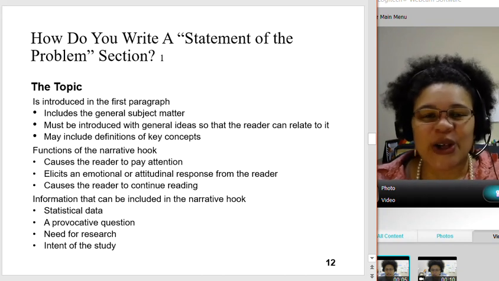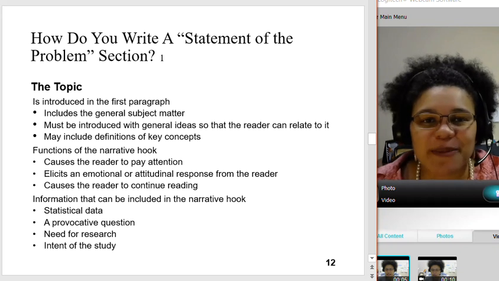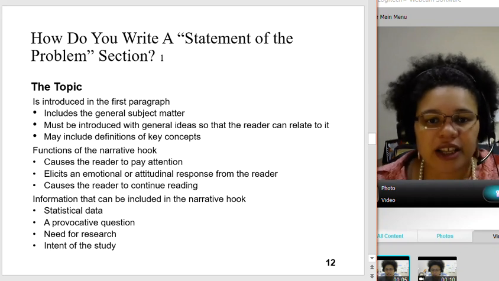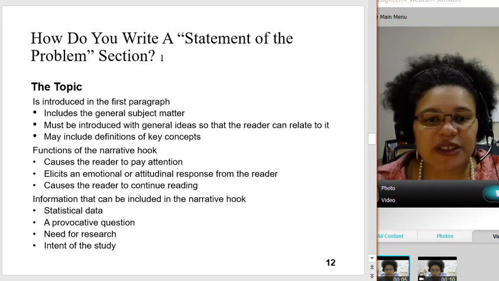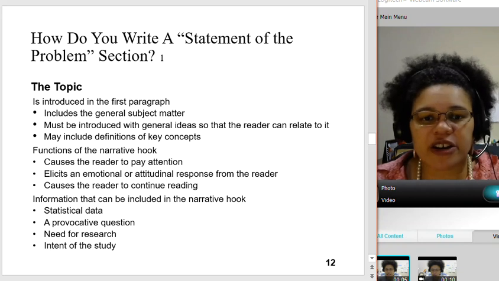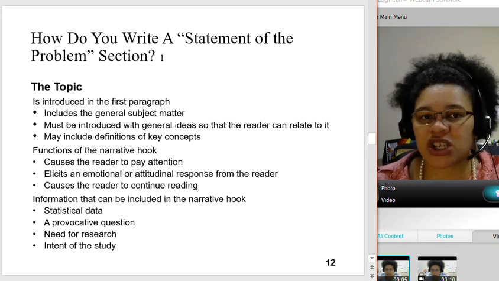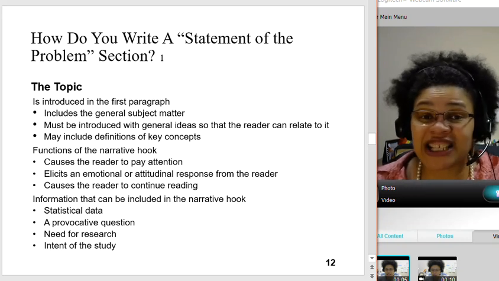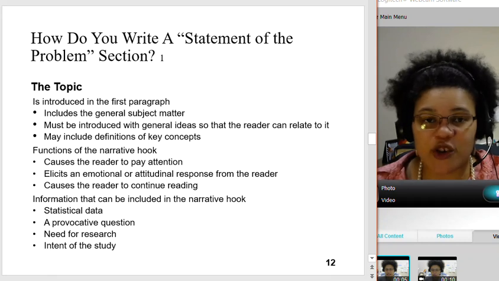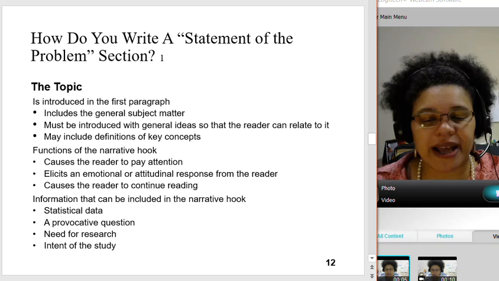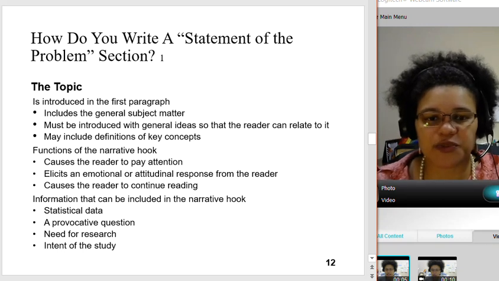Okay, so they say first you're going to write about the topic. In your first paragraph, you're going to talk about the general subject matter. You need to introduce it with general ideas so that the reader can relate. And I add that you may include definitions of key concepts because in education we have a lot of jargon, and you want to make sure that the general reader can understand what your research study is about by defining key concepts or key terms that you're going to use.